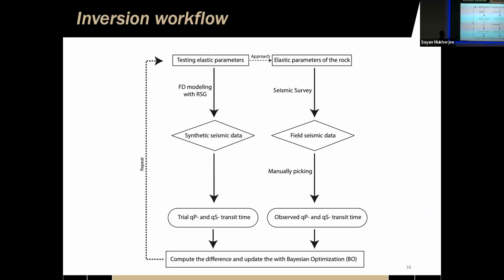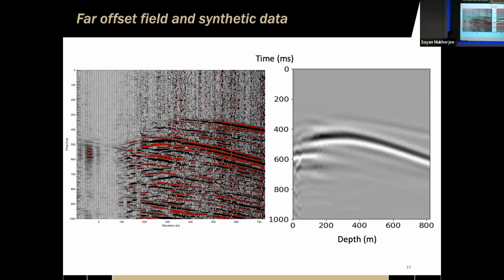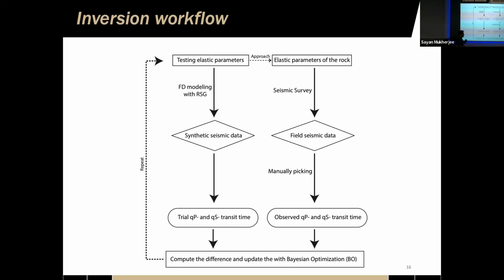So this is the inversion workflow I proposed. I want to test the elastic parameters, and approach the real elastic parameters of the core as closely as possible. On the left-hand side, these are all the steps happening in the numerical world. I do forward modeling on the core with some trial elastic parameters to obtain synthetic seismic data, and then extract some useful metrics from this synthetic seismic data. In that case, that would be P and S transit time.